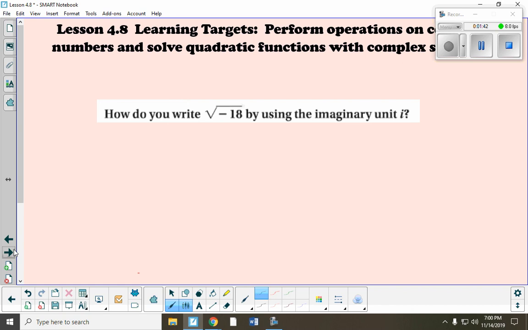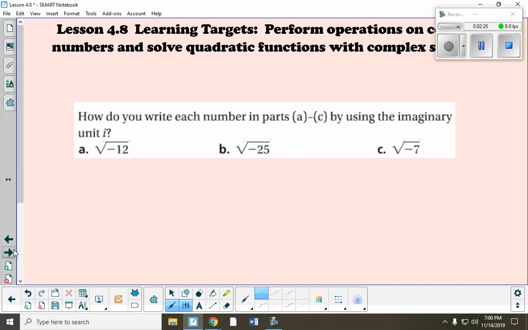The next problem says, how do you write the square root of -18 by using the imaginary unit i? Well, first of all, this is like the square root of -1 times 18. The square root of -1 is i, so you put an i at the end. And then the square root of 18, that has a perfect square factor in it. So we would write that as 9 times 2, because the square root of 9 is 3. So remember, we separate those out.